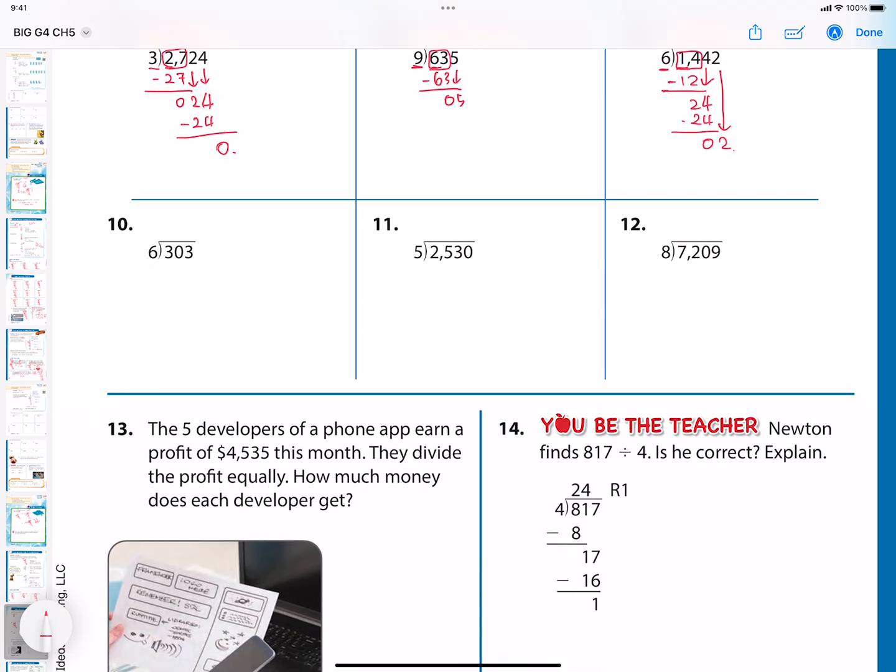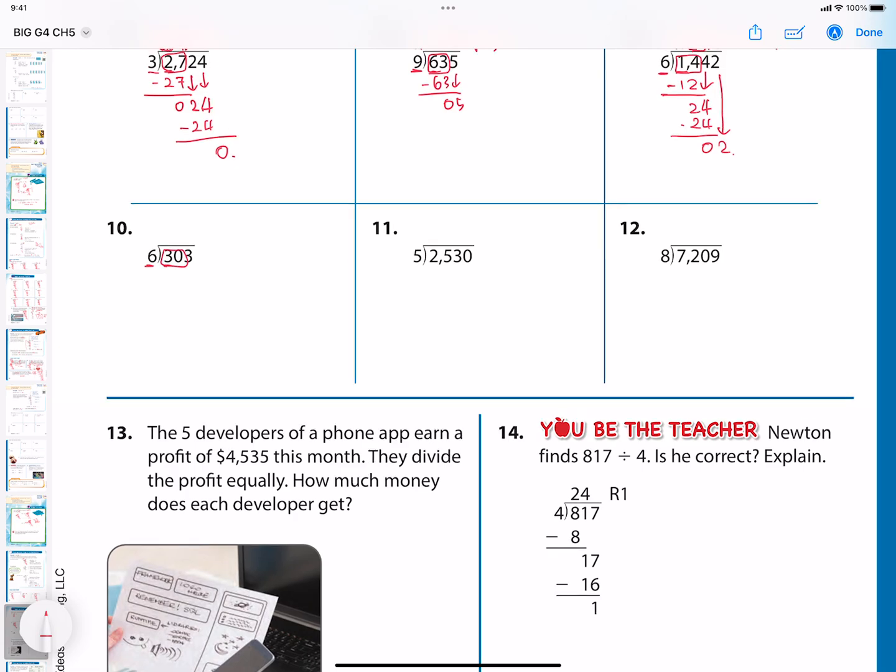Number 10. 6 divided by 303. Okay, compare this. You can't work with this first digit. That means what? You need to work with these 2 digits. 6 times 5 is 30. Take away, nothing but 3. Oh, 3 is less than 6. That means what? You can't do anything. Show them I didn't do anything on this place. And then remainder 3. Okay, now let's move on to 5. 5 cannot fit into 2, so you need to work with these 2 digits. That means what? You cannot write anything on top of this thousands place.